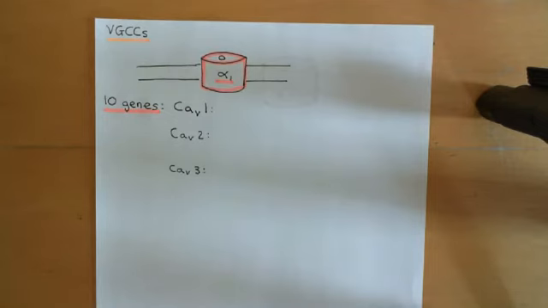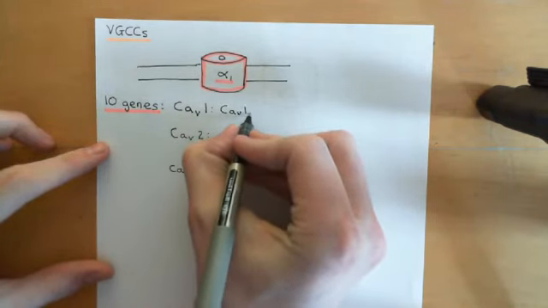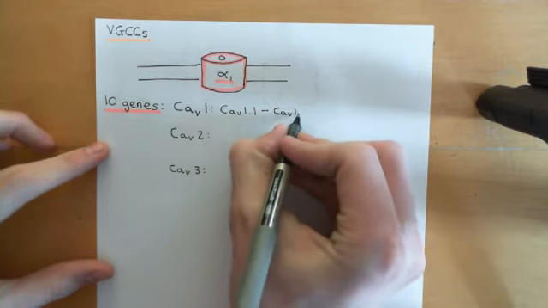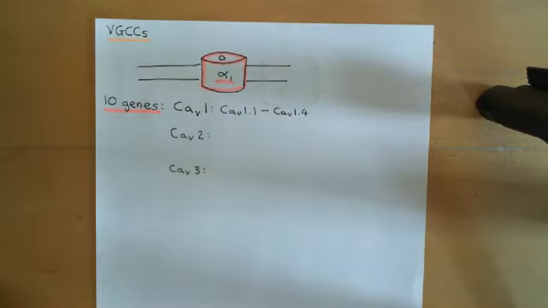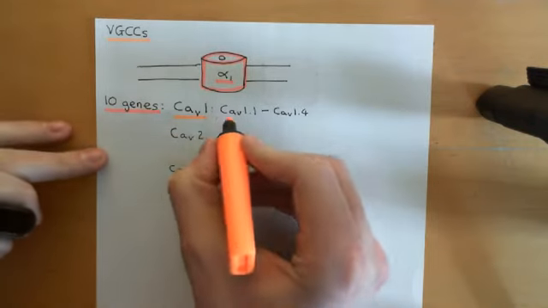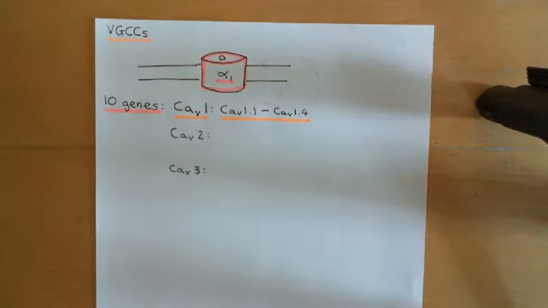Okay, and the CAV1 family is going to contain 4 genes, which will be called CAV1.1 all the way through to CAV1.4. So there's CAV1.1, CAV1.2, CAV1.3, and then finally CAV1.4. And those are these 4 genes for alpha-1 subunits of voltage-gated calcium channels that are in this CAV1 family.